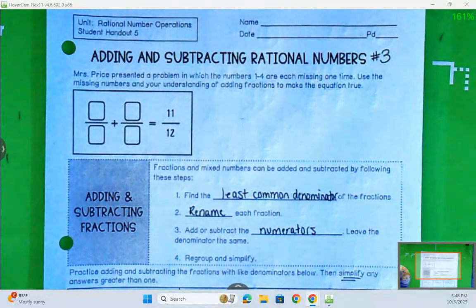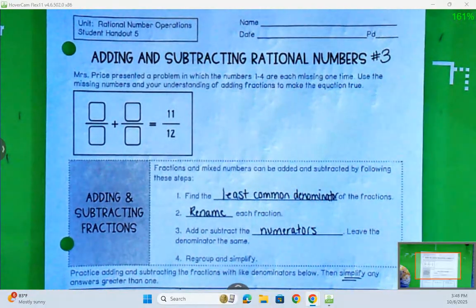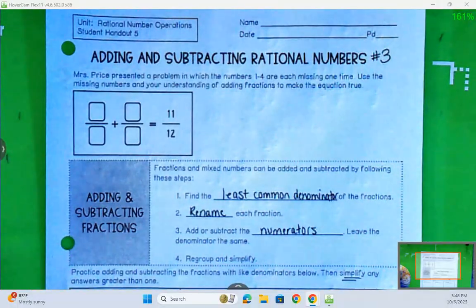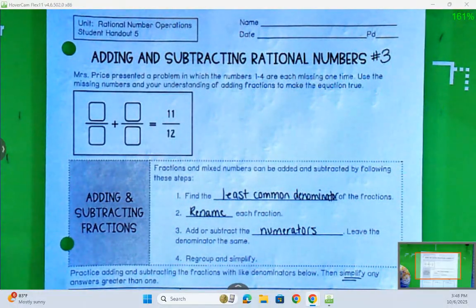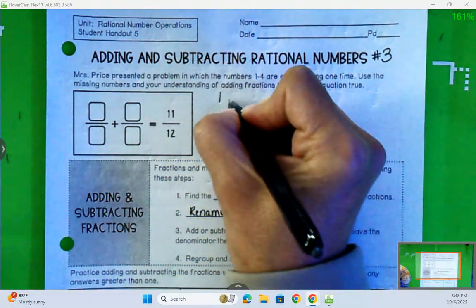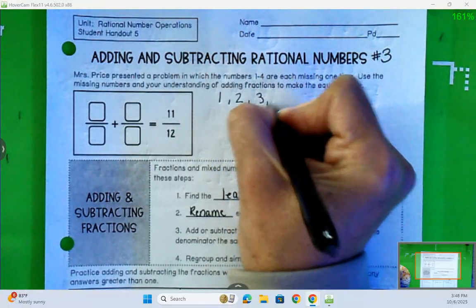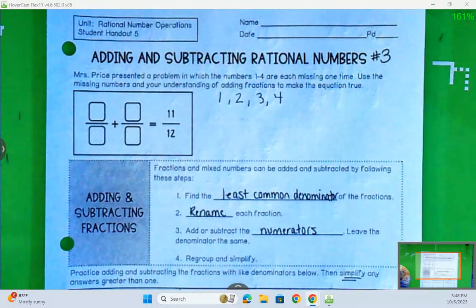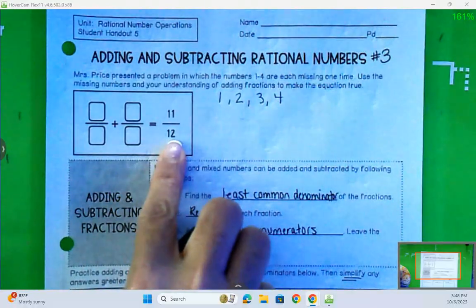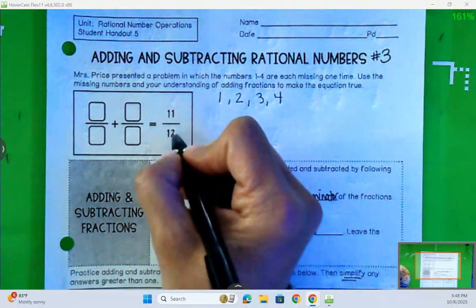Okay, welcome. This is adding and subtracting rational numbers number 3. Mrs. Price presented a problem in which the numbers 1 through 4 are each missing one time. Use the missing numbers and your understanding of adding fractions to make the equation true. So we have numbers that we can use, 1, 2, 3, and 4, and we need two fractions that add up to a sum of 11 twelfths.